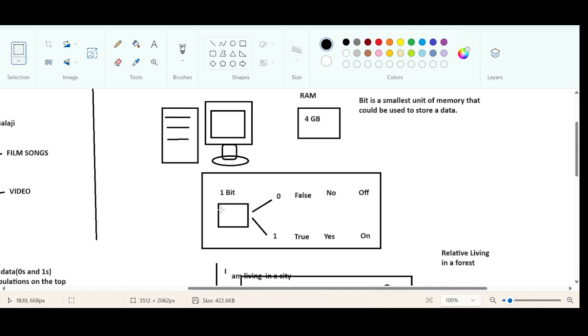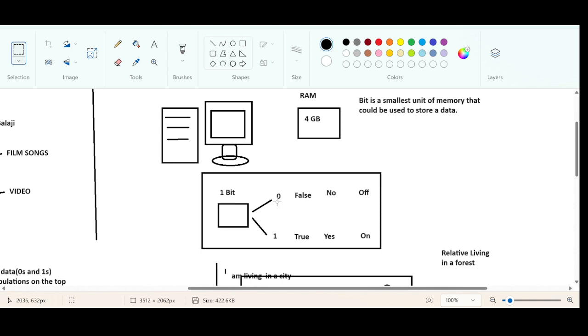So again, if you take a bit, if you say that your RAM capacity is 1 bit, it means that your RAM is going to store either one of these values. It can either store 0 or it can store 1. Potentially it is capable of storing two values, but at any given point of time, one number can be stored. One in the sense either you can store 0 or you can store 1.